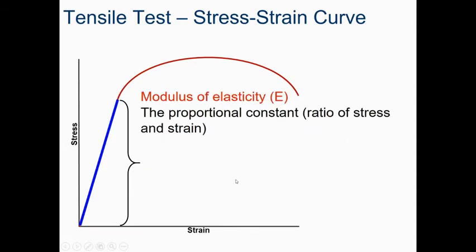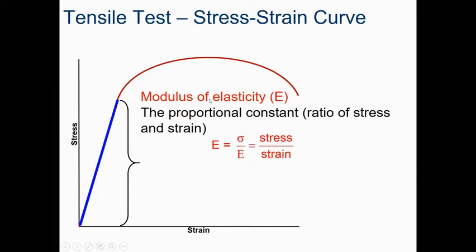The next part of this is what's called modulus of elasticity. We saw this when we were talking about beam deflection, when we were standing on our pieces of wood. This was a term related to the material, and we found that every material has what's called a modulus of elasticity. That is the slope of this line right here. The proportional constant is the ratio of stress to strain. So we have this equation: modulus of elasticity, big E, equals stress over strain.